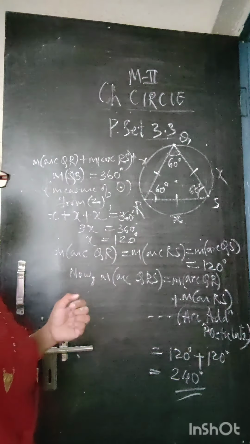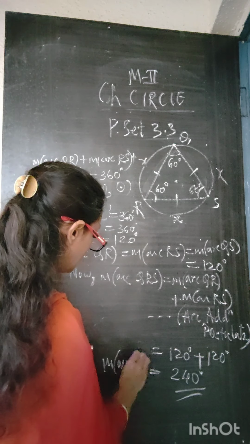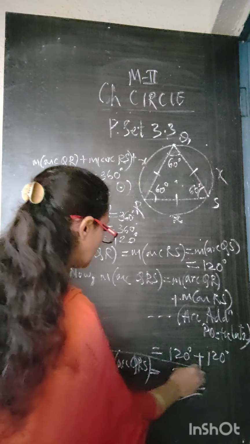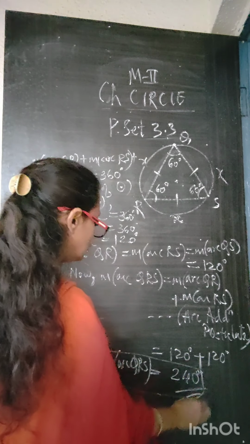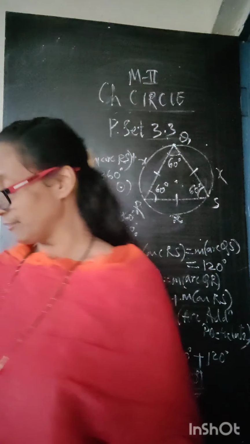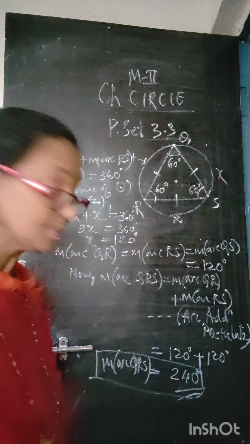So this is what I have to prove, that measure of arc QRS is nothing but 240. So we have proved it, 240 degrees. Okay, so we have proved the second question also. 240 degrees, visible, no?